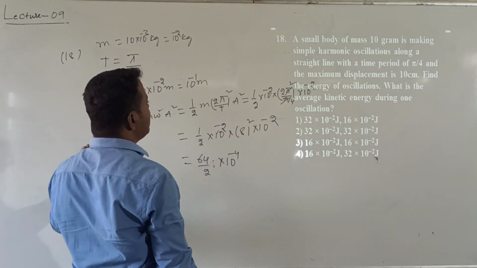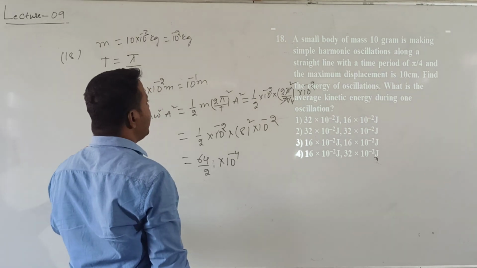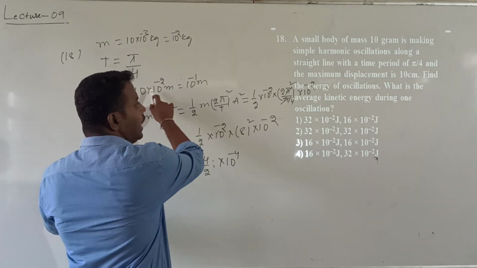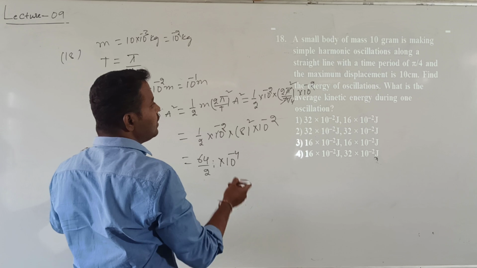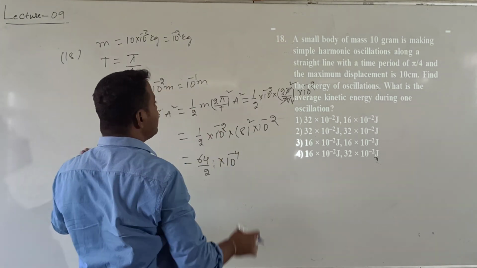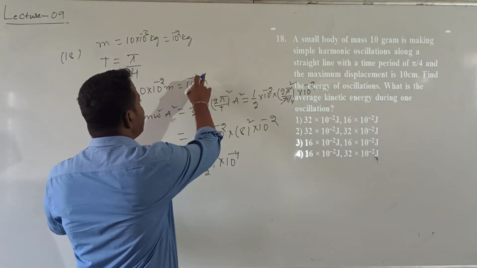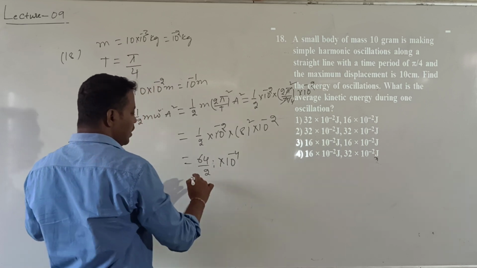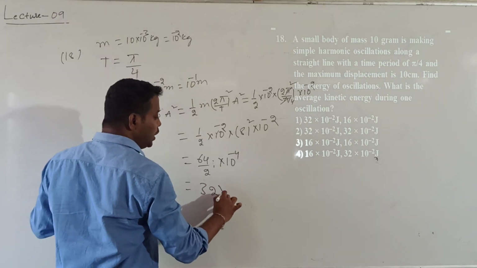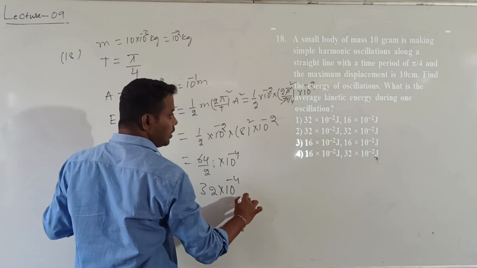That is 10 to the power minus 2 kg by 2 pi by T whole square into a square. The amplitude value they gave is 10 centimeters, which will be 10 to the power minus 1 meters. So no doubt, the answer is correct, that is 32 into 10 power minus 4 joules.